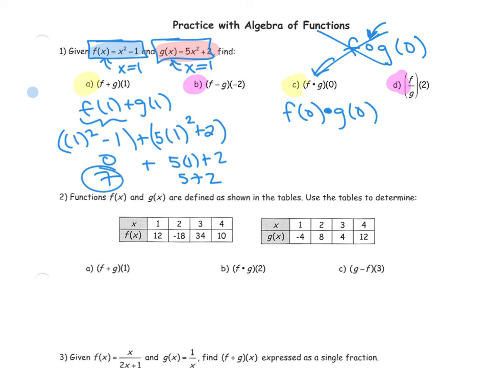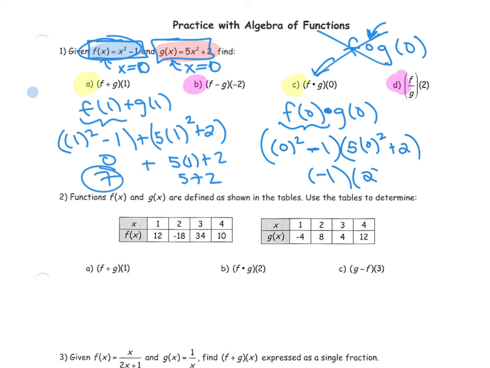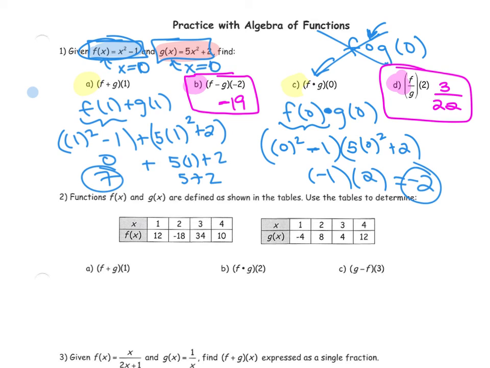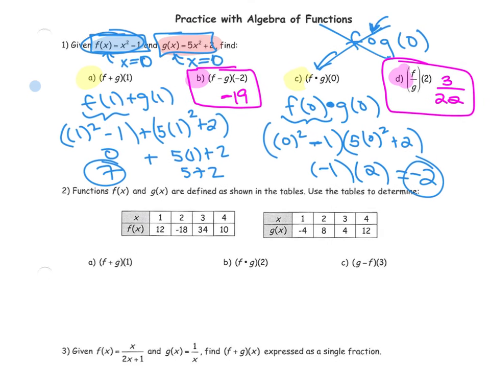All right, I have f of 0, so again, we're going to fill in. I have 0 squared minus 1, all in parentheses, times g of 0, which is 5 times 0 squared plus 2. We have negative 1 times 2, which is negative 2. That's it. I will post the answers for B and D right now, that way you just have them, but again, you need to show work for them. Again, you got to show the work. Okay, great. Let's keep going.